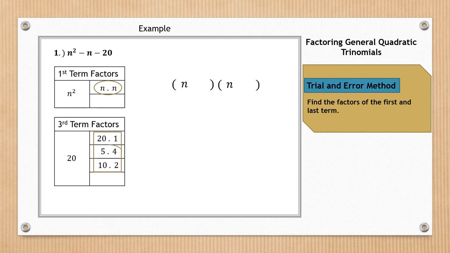If ako, class, I will choose muna 5 and 4. So, you write them 4, then 5. Again, it can be written interchangeably. Pwedeng balibaliktad yan. Kasi, again, i-check naman natin if tama yung pagkalagay natin. So, we need a sign between these factors. So, check the last term sign. This time, class, we have negative sign sa last term.